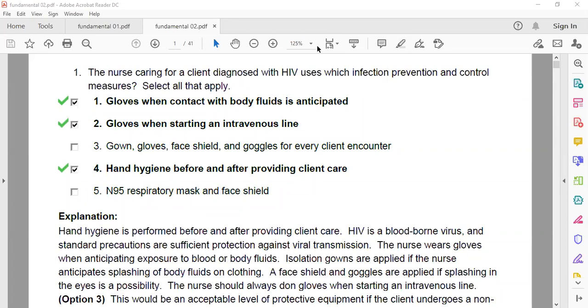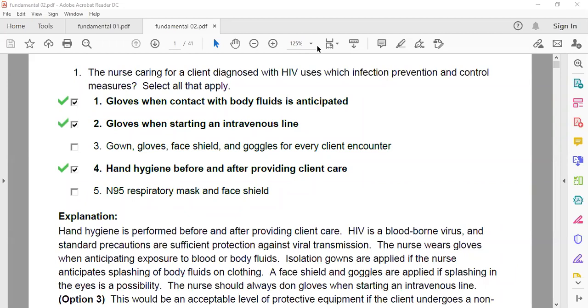If the question is about droplet precautions, we better use surgical masks when we give service to the patient within 3 feet of the patient. They also need a private room, and the patient wears a surgical mask during transport.